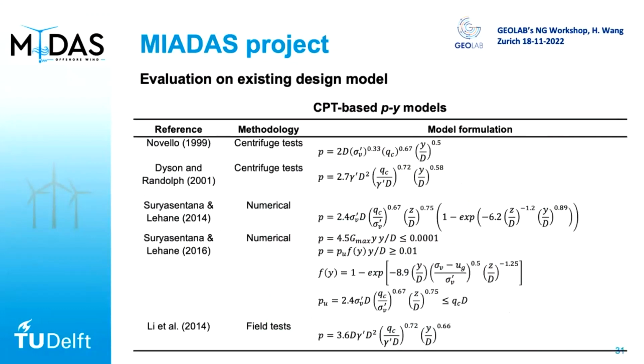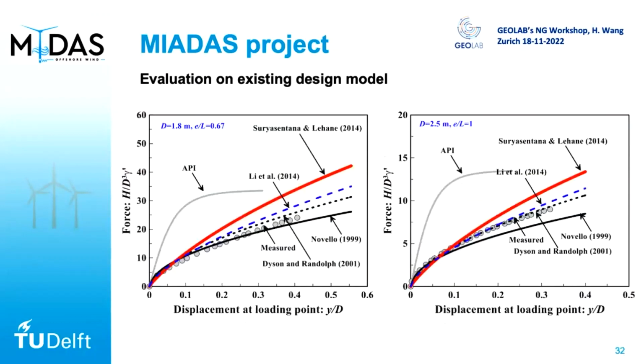There are also a lot of models which use measurements from the field to develop what are called CPT-based design models. What we did is evaluate how accurate these models are. First, for these 2 typical tests, it seems the design code is not good. We will definitely need to improve that.